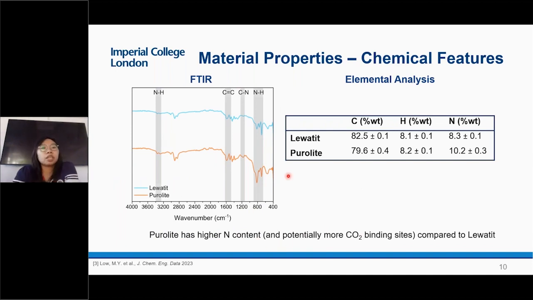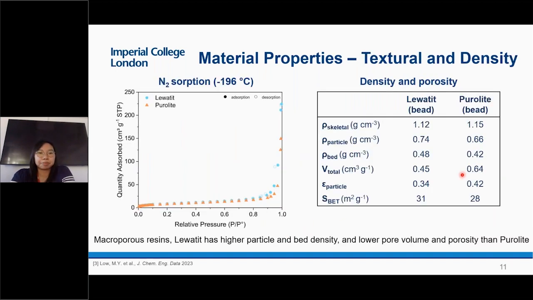So for the chemical features here, we're basically just trying to confirm that the material is as we expected. So we confirmed through FTIR that it indeed has the primary amine functionalization and the expected polystyrene backbone. And from elemental analysis, we found that Purolite actually has a slightly higher nitrogen content compared to the benchmark Lewatit. And so it means that it potentially has more binding sites for CO2 compared to the benchmark. Because in these materials, basically how it works is that two amine groups are needed to capture one CO2 molecule in dry conditions. So yeah, having a higher nitrogen content, potentially more CO2 loading.